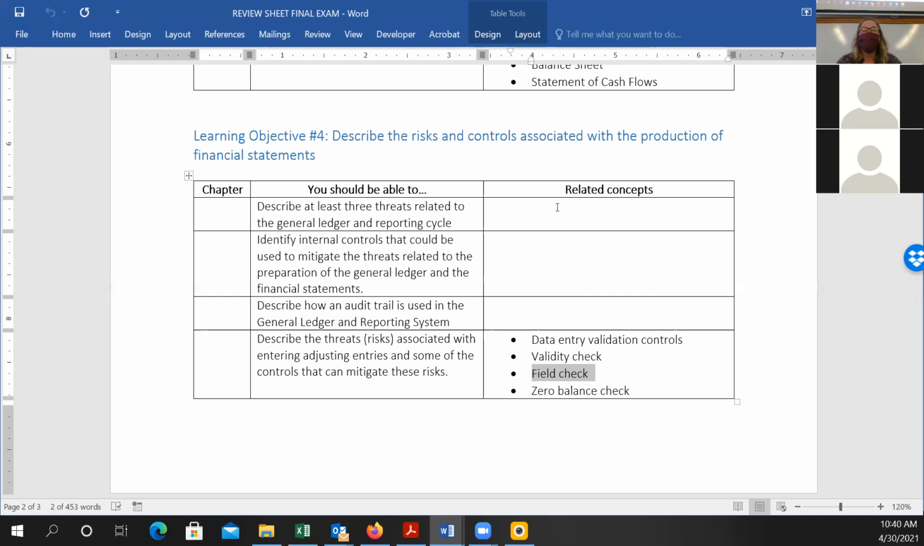Another one that we talked about in conjunction with the general ledger process and the reporting process is the financial statement audit, which is a class for those of you who are accounting majors. You'll take that likely your senior year. I think it's offered in the fall semester.